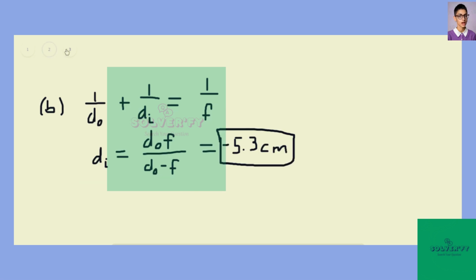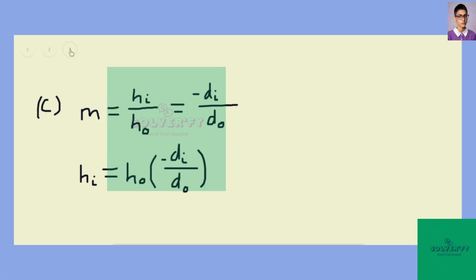In the previous question, we found the distance to the image was negative, so those negative signs are going to cancel, and we find that the height is about 1.0 millimeters. We can box that in as our solution for part C.